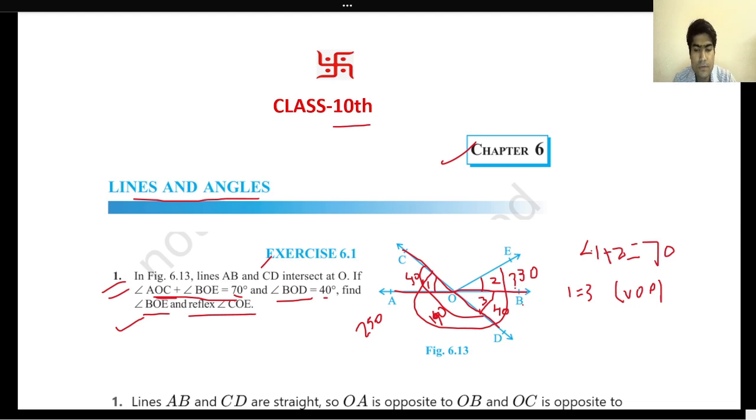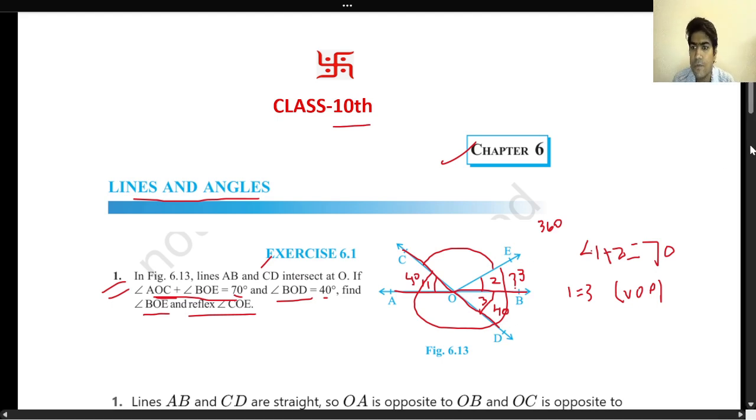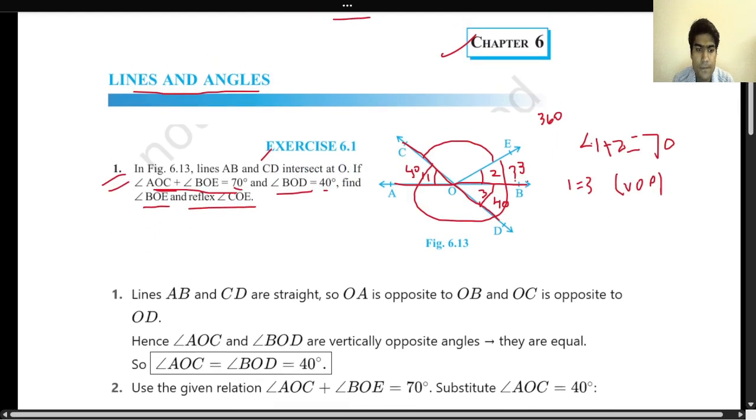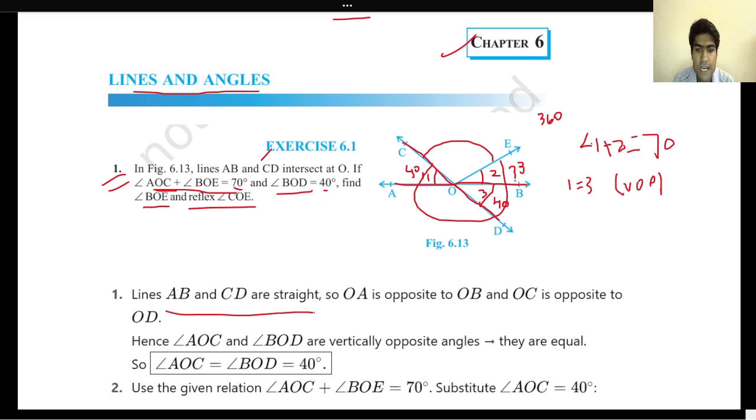And there is another approach. What is the other approach? Instead of finding this, you find this angle, and out of 360 you subtract your angle COE, you get your reflex angle. So let's see how we will present this in the exams. We know AB and CD are straight lines, and OA is opposite to OB, OC is opposite to OD. So we get vertically opposite angles, and that is 40 degrees.